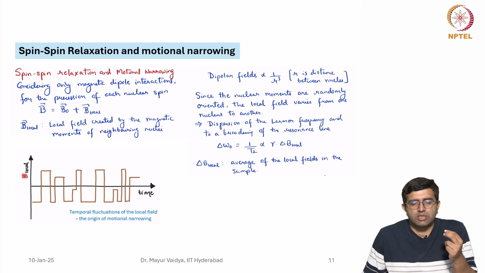So this is how B local and the temporal fluctuations of the local field give rise to what is known as motional narrowing. We will understand what that is in the next few minutes.